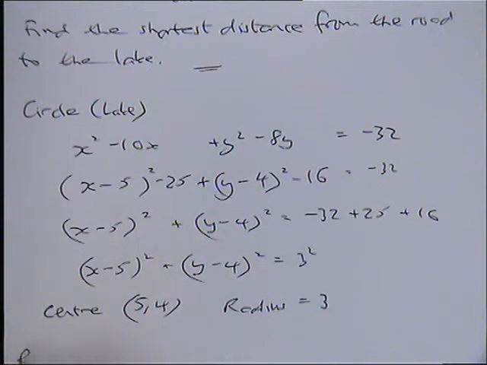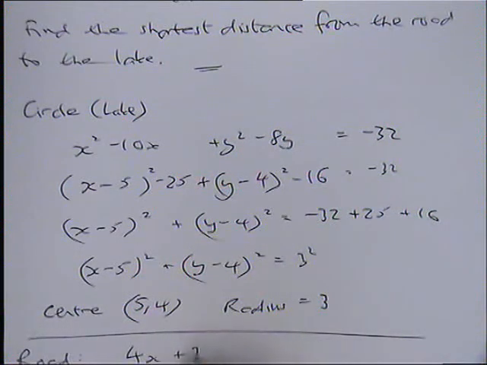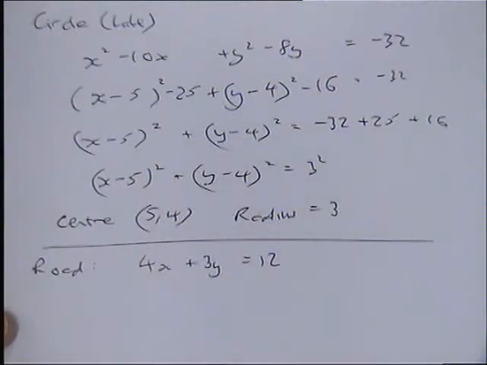Let's look at the road a minute. The road, the line, which was 4x plus 3y equals 12. If you were going to sketch that at GCSE, Callum? Rearrange it? No, you wouldn't. What's the question? How would I sketch that at GCSE?